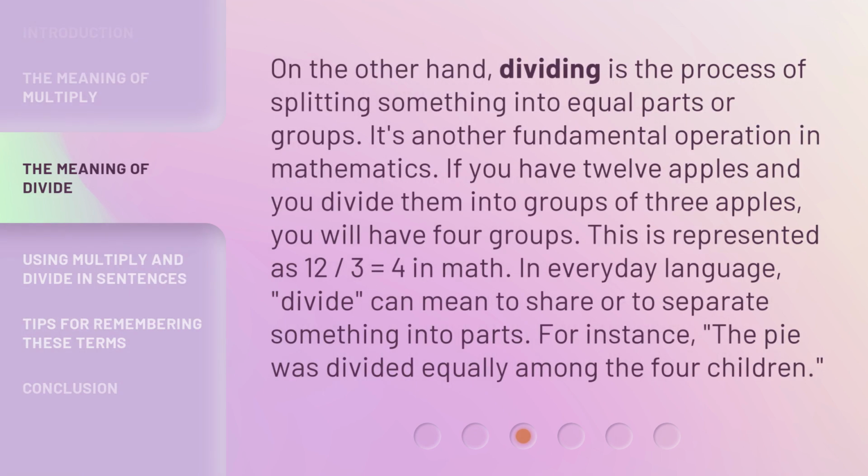On the other hand, dividing is the process of splitting something into equal parts or groups. It's another fundamental operation in mathematics. If you have 12 apples and you divide them into groups of 3 apples, you will have 4 groups. This is represented as 12 divided by 3 equals 4 in math. In everyday language, divide can mean to share or to separate something into parts. For instance, the pie was divided equally among the 4 children.